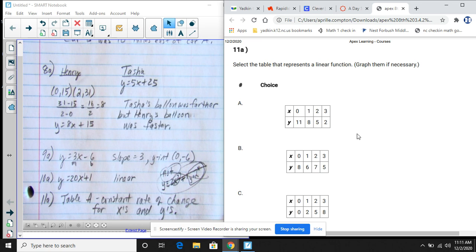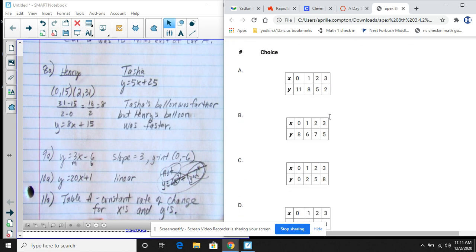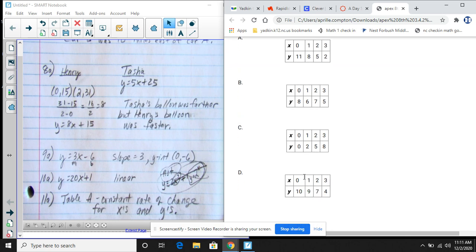Which table shows a linear function? It is table A because it has a constant rate of change for the x's and the y's. The x's go up by 1, the y's go down by 3. All the x's go up by 1 in all of the examples, but the y's are not constant. This goes down 2, up 1, down 2. This goes up 2, up 3, up 3. This goes down 1, down 2, down 3.